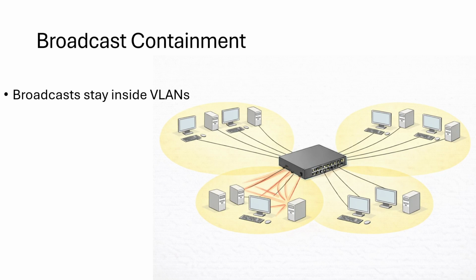Let's return to the original problem, broadcast. Broadcasts are necessary, but they must be contained. VLANs do exactly that. A broadcast inside VLAN 10 stays in VLAN 10. It never reaches VLAN 20, and it never interrupts VLAN 30. That containment is the entire reason VLANs exist. Everything else builds on this.